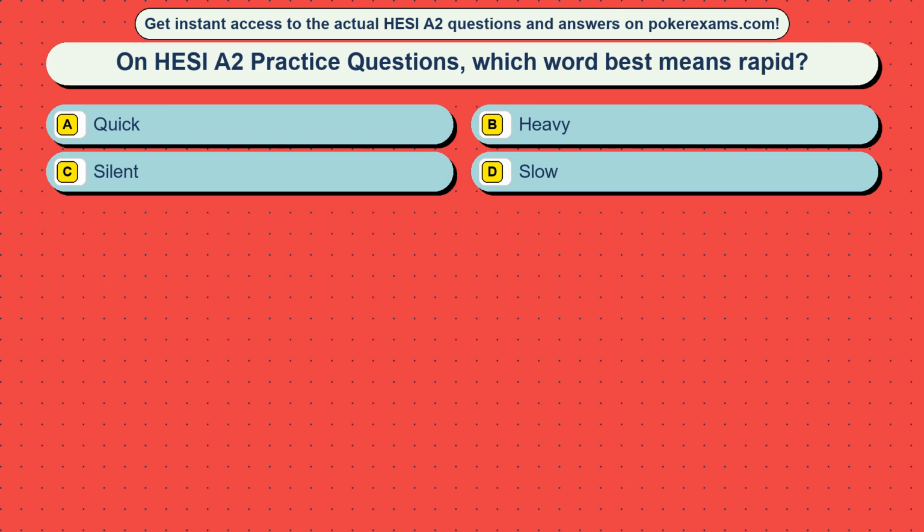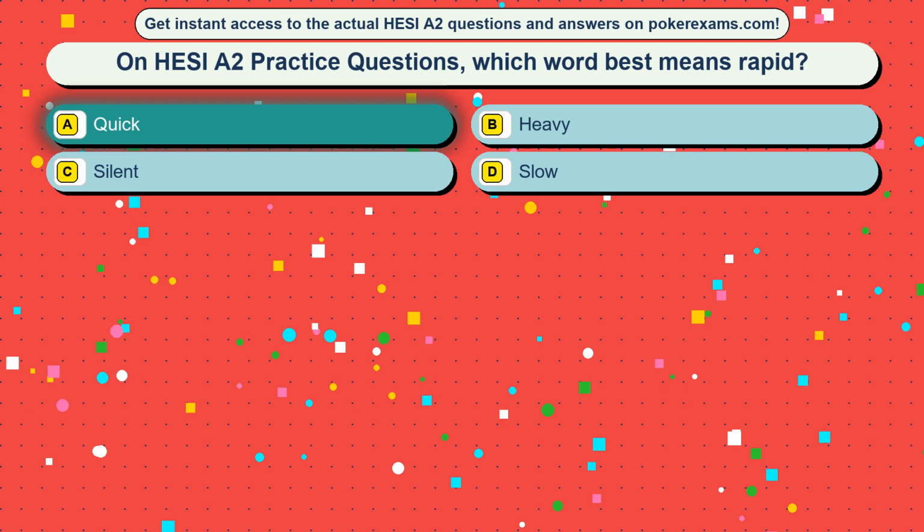Question 34. On HESI A2 Practice Questions, which word best means rapid? Option A, quick. Option B, heavy. Option C, silent. Option D, slow. The correct answer is option A, quick.